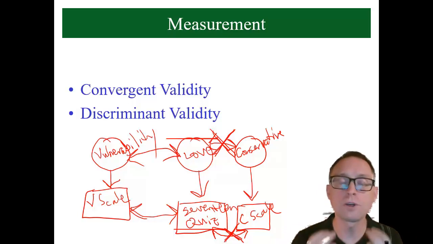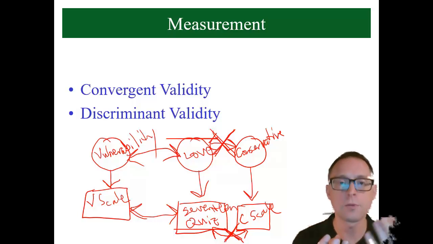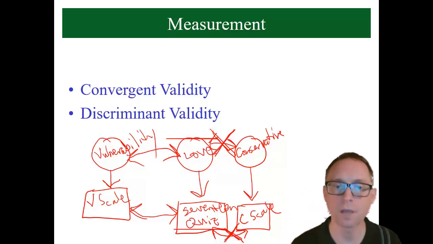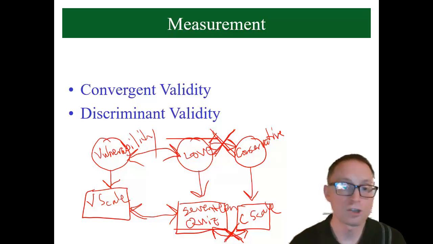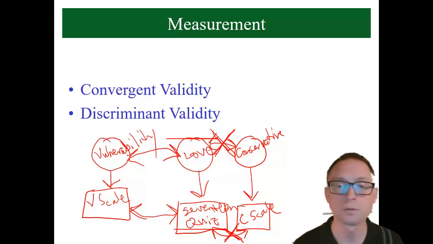We have good validity if our 17 quiz does correlate with the V scale, but does not correlate with the C scale. We have good validity if the 17 quiz does correlate with the measurement of vulnerability, like it should conceptually, and it doesn't correlate with the C scale, the measure of conservatism, which shouldn't correlate conceptually. That's convergent validity and discriminant validity.